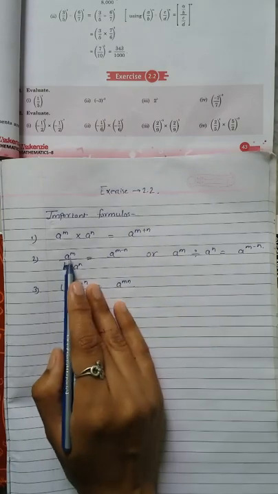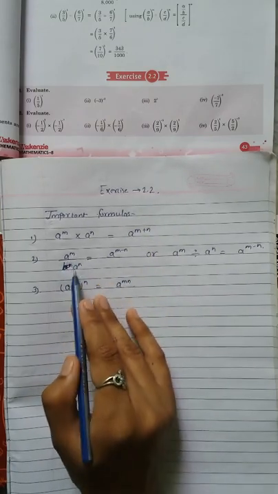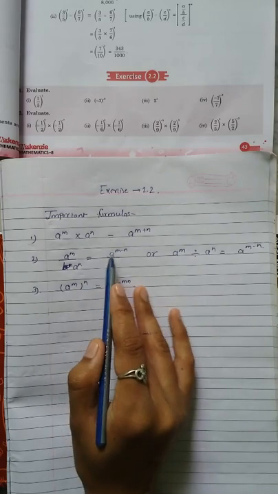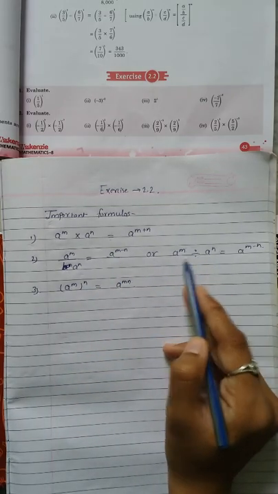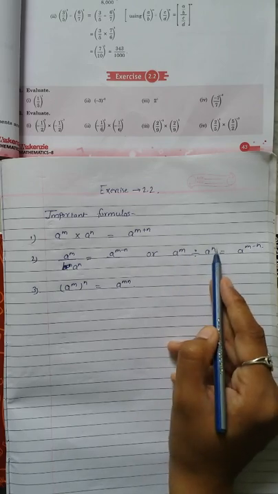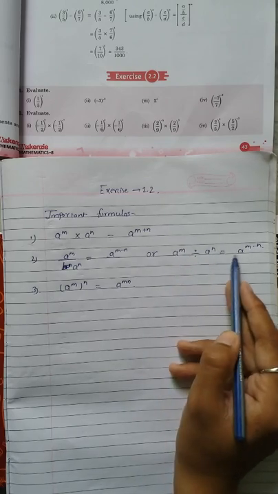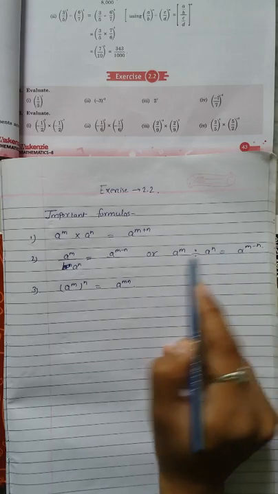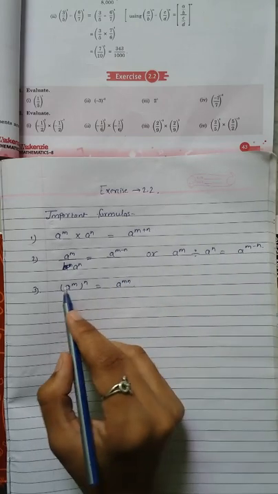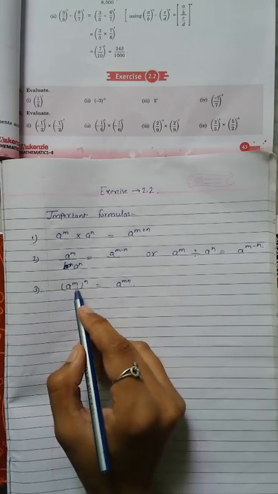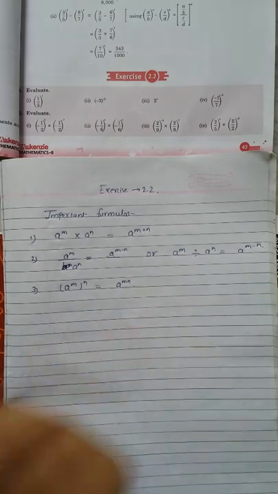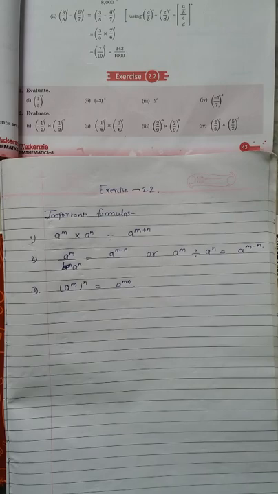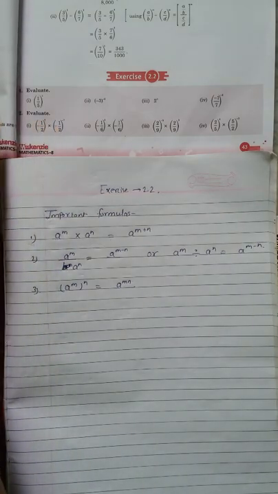Then a^m divided by a^n, we will write a^(m-n). It means the bases are the same and the powers are different and they are divided, so we will write a^(m-n). Okay, understand? And if (a^m)^n, the whole power is n, we will write a^(mn). Okay, understand? Now see the exercise questions.